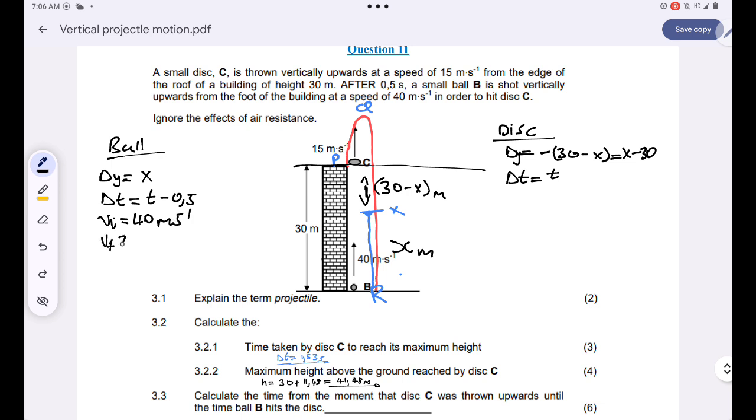I don't know final velocity. What else? Okay, gravity is just negative 9.8 meters per second squared. So same thing here, the initial velocity of the ball from position P to X was positive 15 meters per second. I don't know final velocity as well. Gravity is 9.8 meters per second squared.